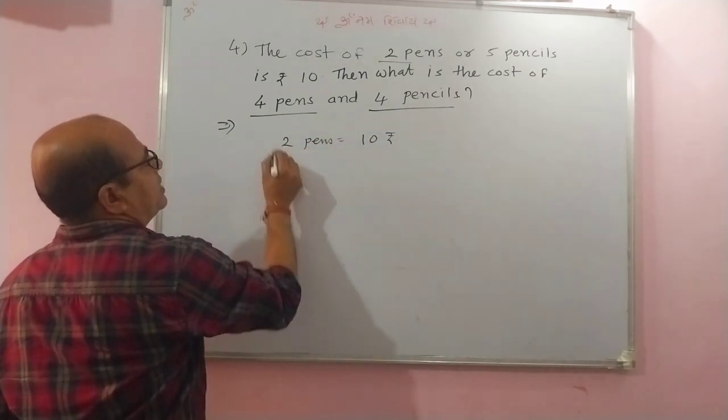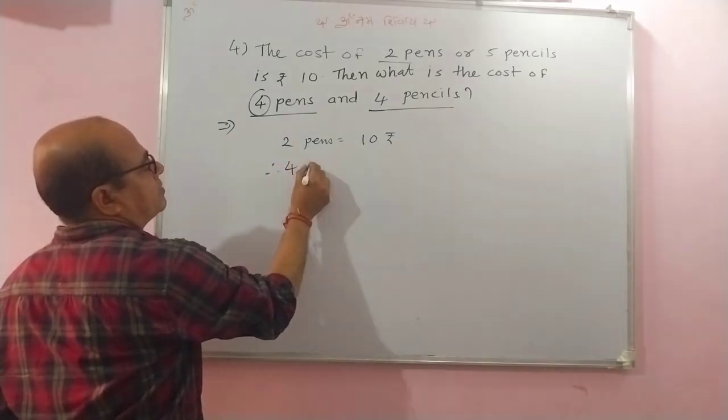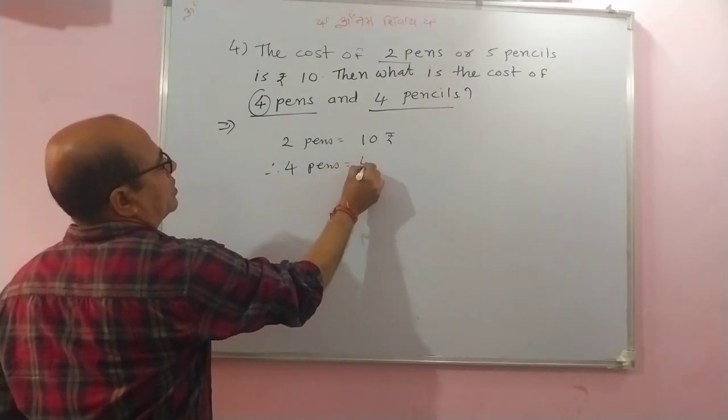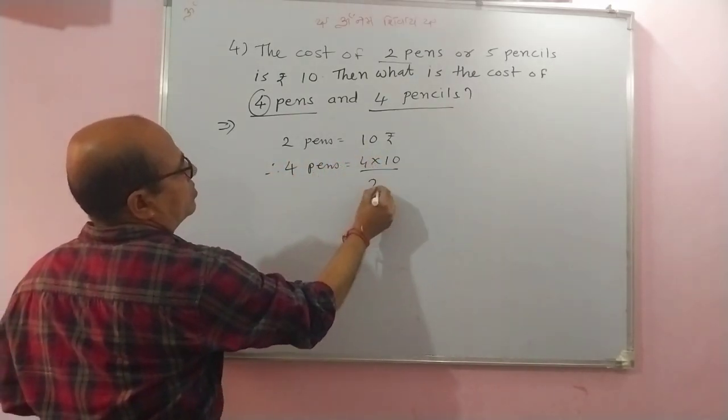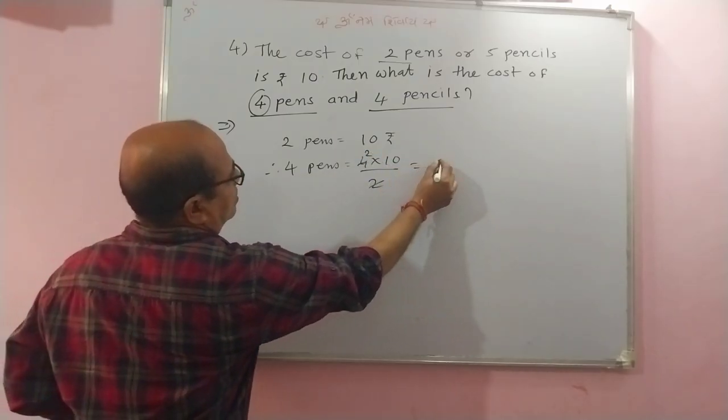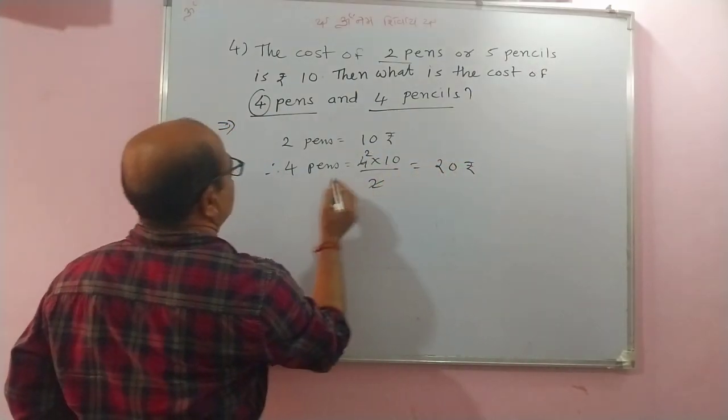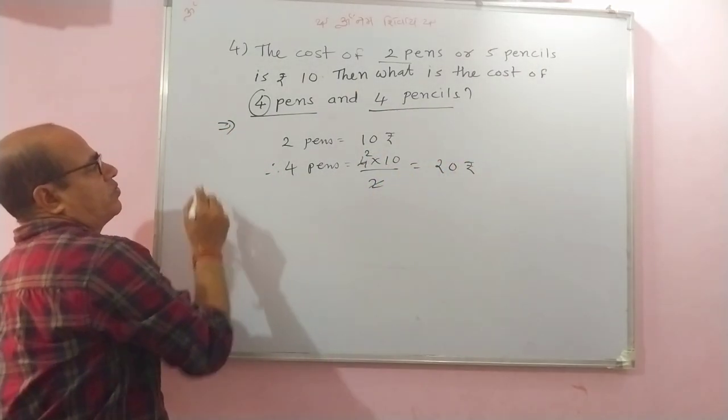Now how many pens we need? 4 pens. So 4 pens is equal to how much he has to pay? 4 into 10 divided by 2. 2 2s are 4. So what is the cost? 20 rupees for 4 pens. This is for 4 pens.